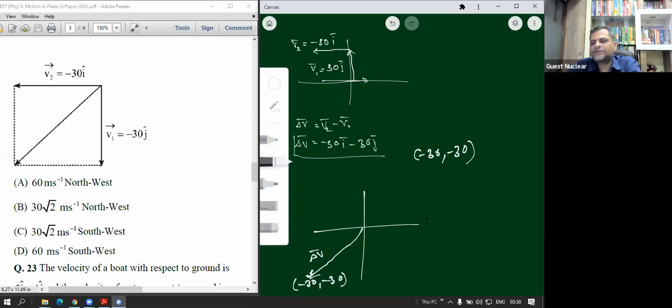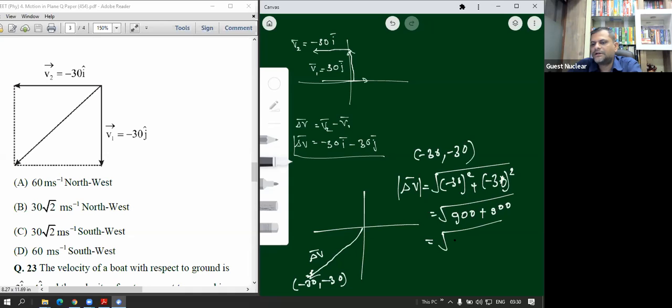But what is its magnitude here? तो magnitude निकालने के लिए delta V bar का magnitude can be found out to be simply root of minus 30 का whole square plus minus 30 का whole square again. So that we can get this as root of 30 का whole square होता है 900, right? Plus here it is again 900. So 900 plus 900 becomes 1800, which is going to be 900 times 2, right? And since we know that 900 का square root होता है 30, so we can get this as 30 root 2. This is going to be the change in velocity in meter per second.